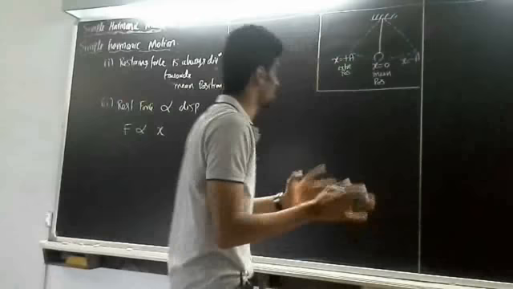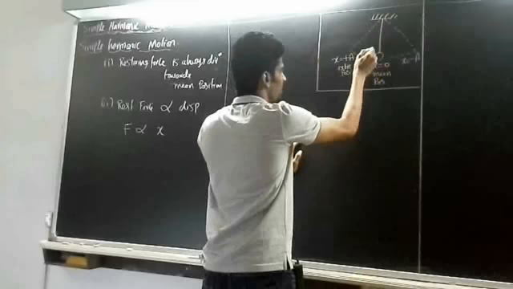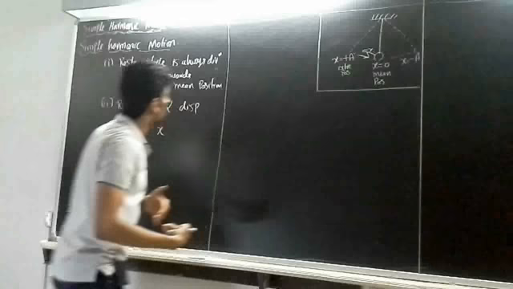So the restoring force will be acting like this, and the displacement is always measured from the mean position. So this is the way that you measure the displacement. That's why it is always directly proportional and also opposite. So that's why I have to put a negative sign.